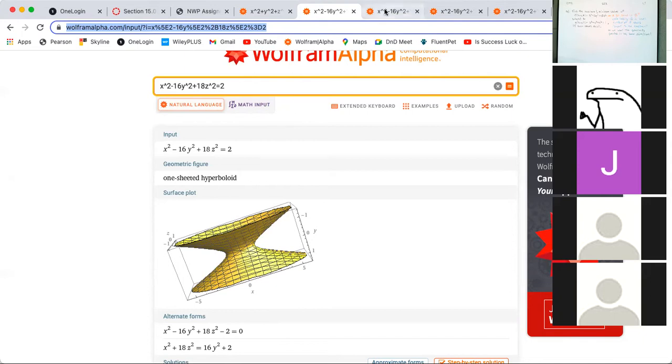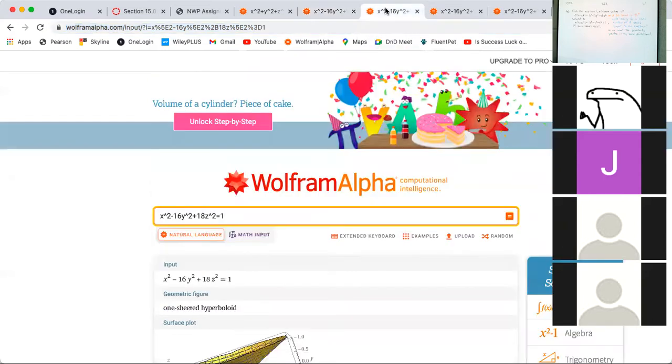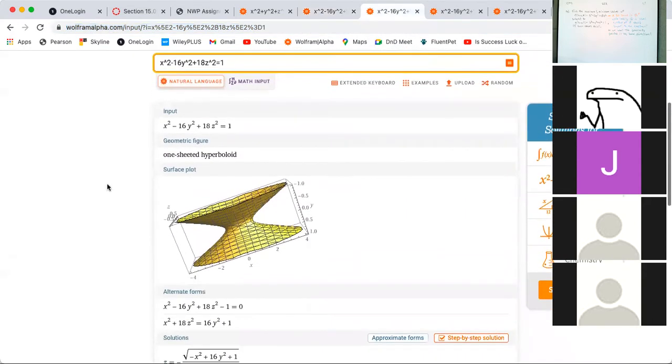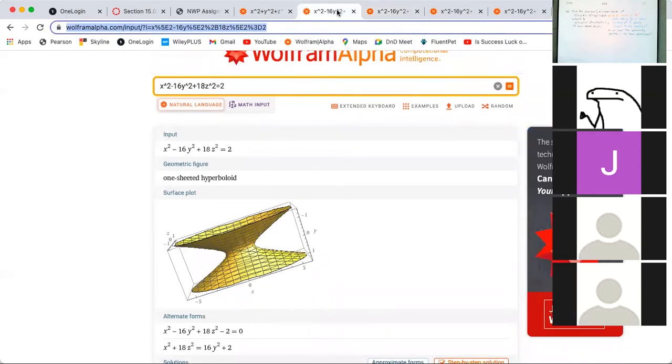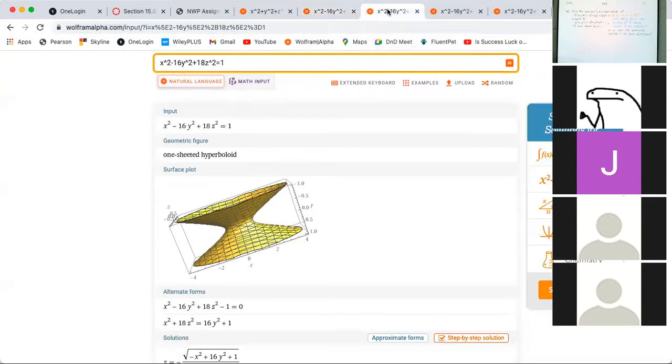So as we decrease the constant, so here's f of x, y, z equals 2. If we drop to f equals 1, I get a similar hyperboloid in one sheet. So the one sheet just means it's just one big piece. We just get this giant Lexus grill in 3D.